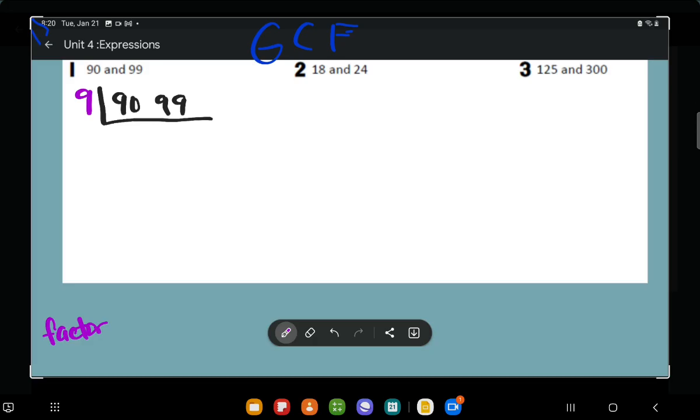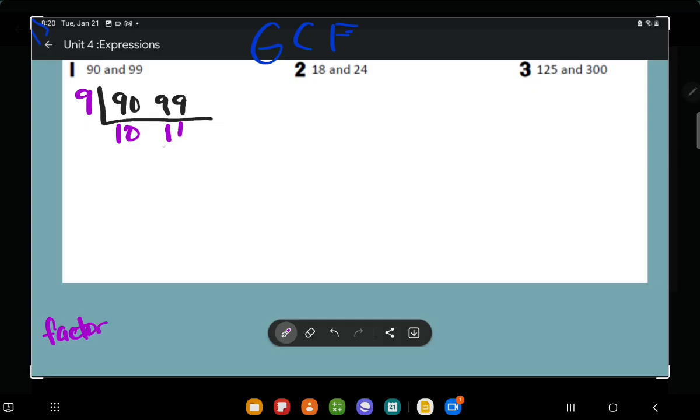But if you saw 9 for 90, because 10 times 9 is 90, and 99 has two 9s anyway, you know the factor is going to be 9. That was the best bet. So once we have our factor on the outside, we can divide. 90 divided by 9 is 10. 99 divided by 9 is 11.